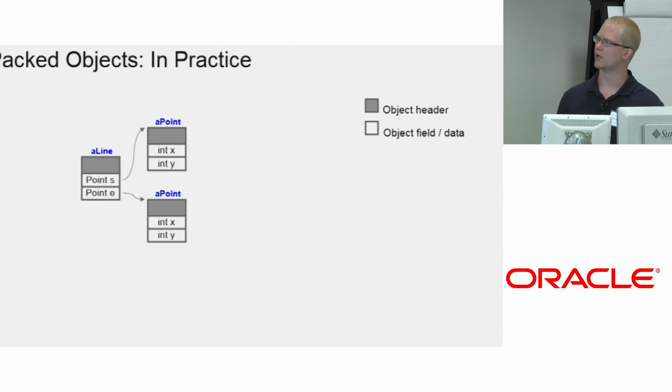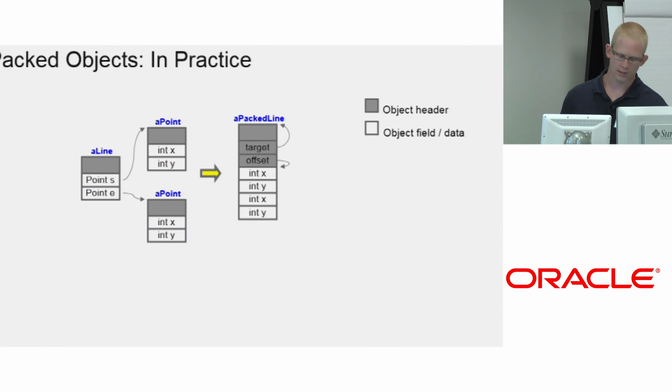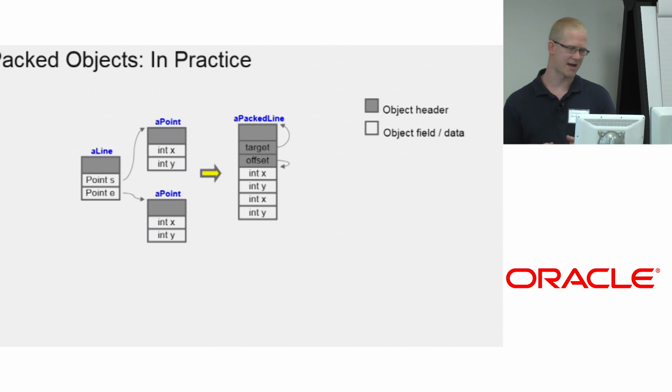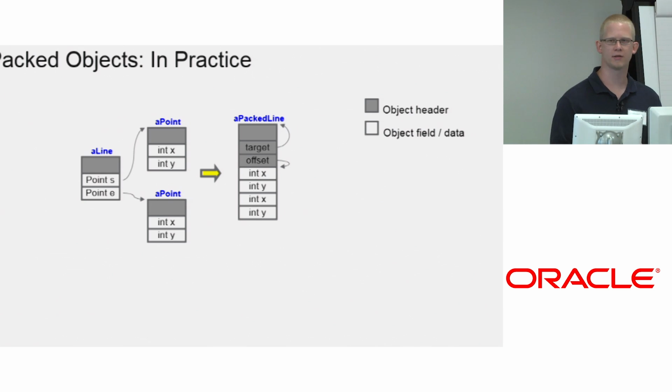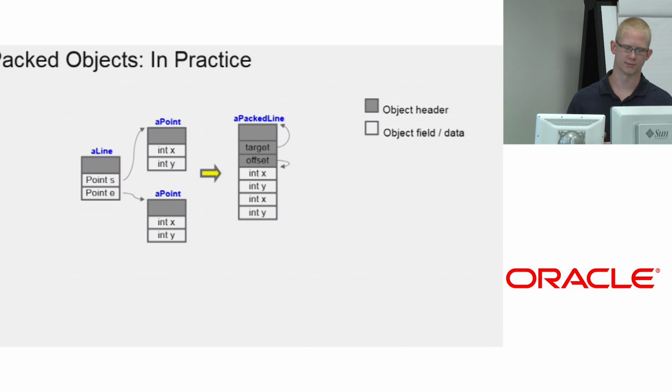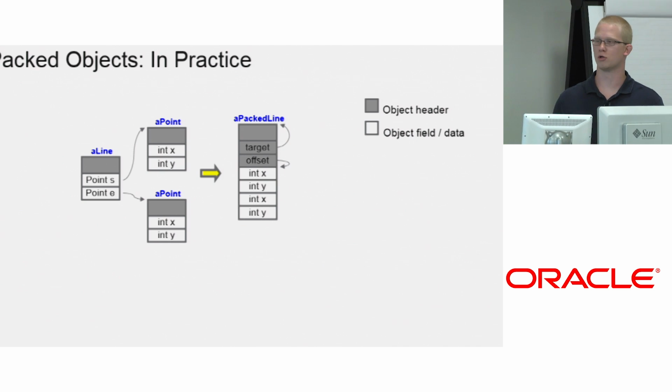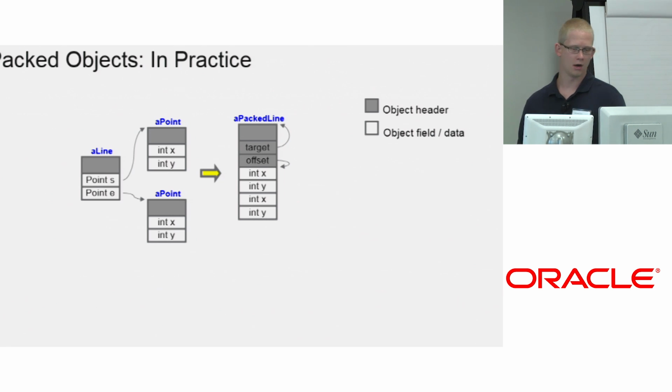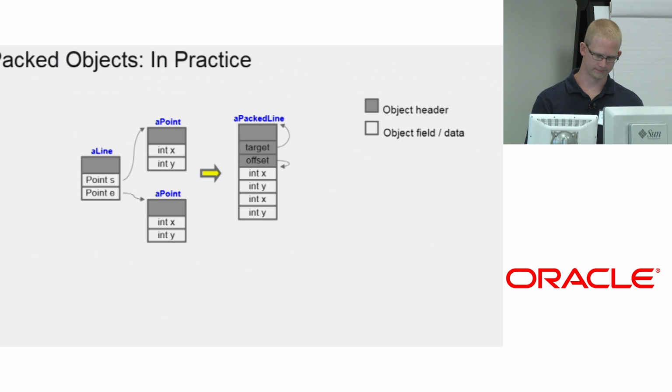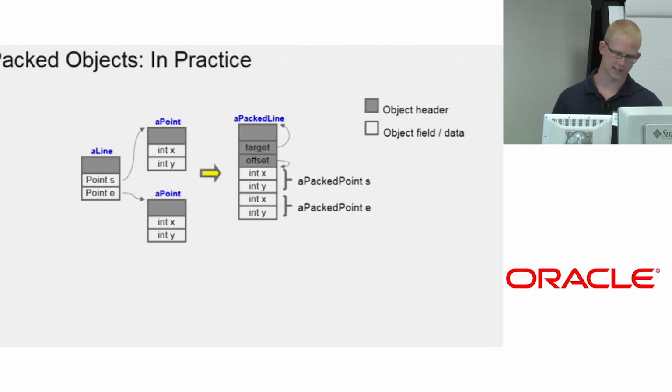All right, so now I've got a line. It's got 2 points in it, right? In standard Java, it looks like this. In packed, it looks like this, right? We've got the data directly inline in the packed line. So here's where, depending on the size of my headers, I'm starting to win footprint-wise. I've improved the locality of this because now it's right there in one thing. And we see the target points to itself, the offset points to the start of the data. Great. And I still have those 2 points. They're each directly inline here.